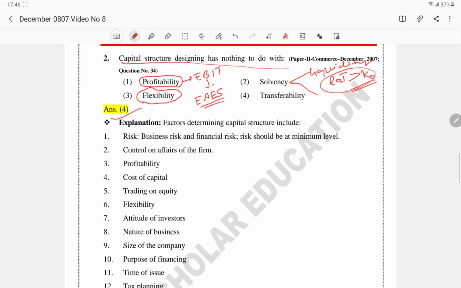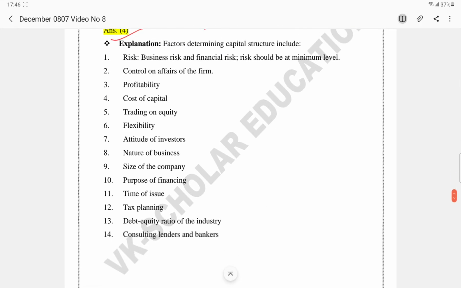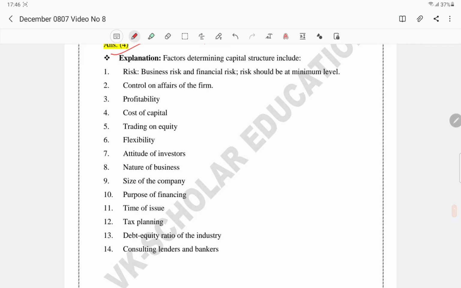नीचे मैंने एक 14 पॉइंट्स का लिस्ट क्रिएट किया है। तो इन 14 पॉइंट्स के ऊपर आपको ध्यान देना है। पिछली वीडियो में भी मैंने आपके साथ शेयर किया था कि ये जो 14 फैक्टर्स हैं, these play a very crucial role in deciding about the capital structure of a company. सबसे पहला रिस्क, जिसमें बिजनेस रिस्क और फाइनेंशियल रिस्क। बिजनेस रिस्क through operating leverage, फाइनेंशियल रिस्क through financial leverage. Okay, control on the affairs of a firm. तो इक्विटी शेयरहोल्डर has final control over the affairs of a business. Profitability, okay, EBIT, and finally what is the EPS.